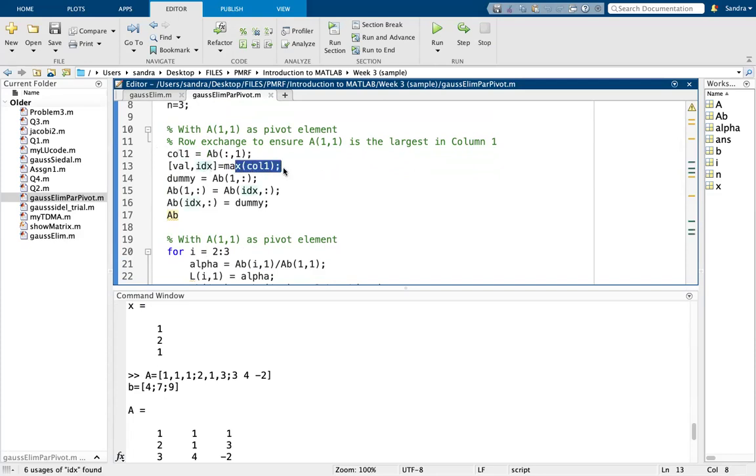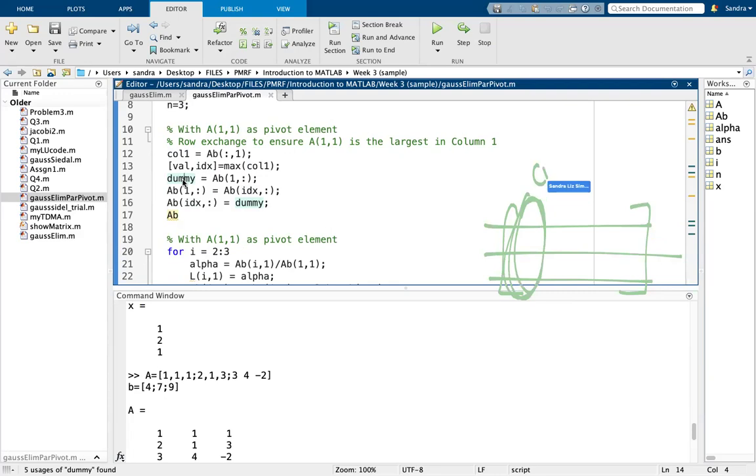See which is the maximum value of the first column. So what this val and idx does is that val will store the maximum value of the column, and idx will store the index where that maximum value occurred, whether it is the first value, second value, or the third value. So based on that, now I have to exchange the first row. I have 3 rows like this. I am looking at the pivot element 1, 1. Okay, this element has to be highest.